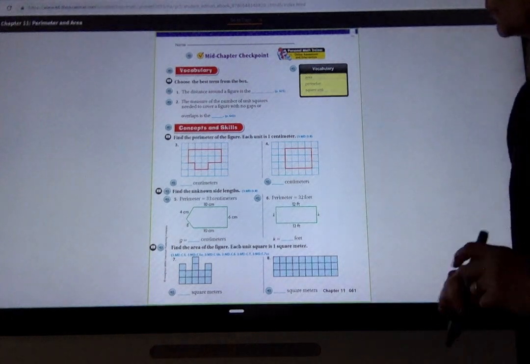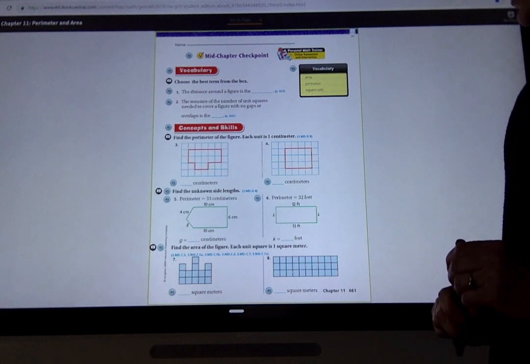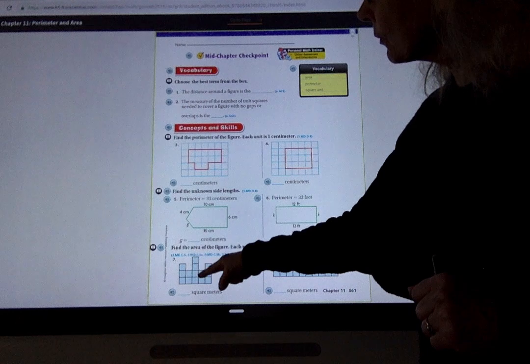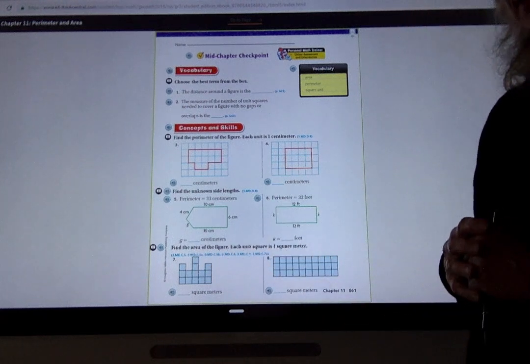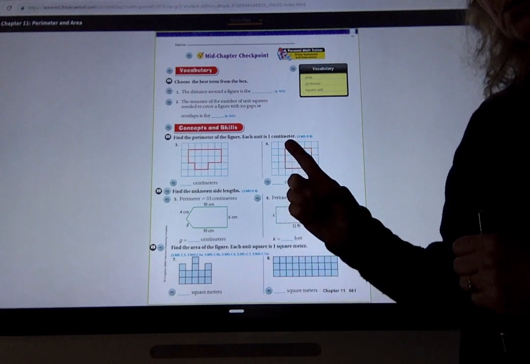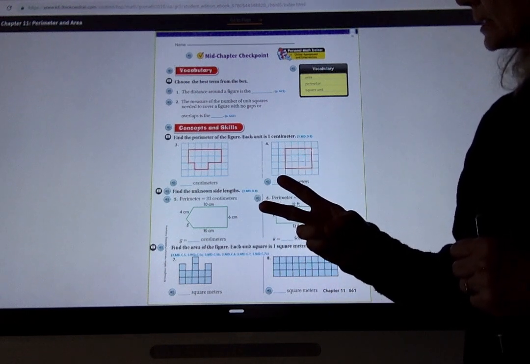Now, when we get to number 7, it says find the area of the figure. Now we want to know what's covering the whole inside. So there's 3 ways we can find that. We can count each square. We can do repeated addition.